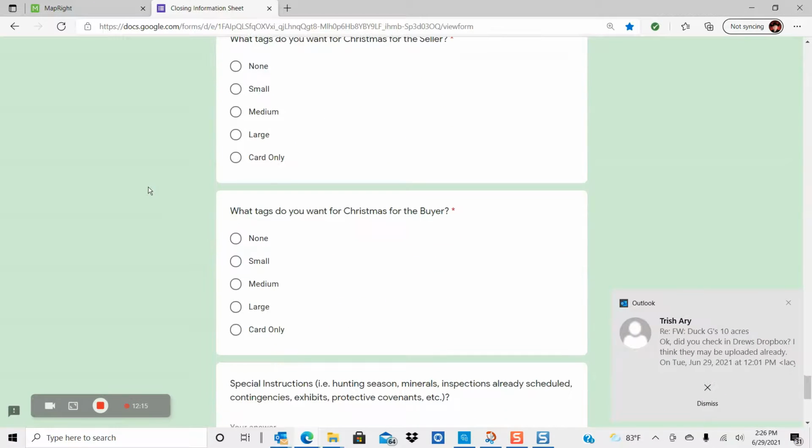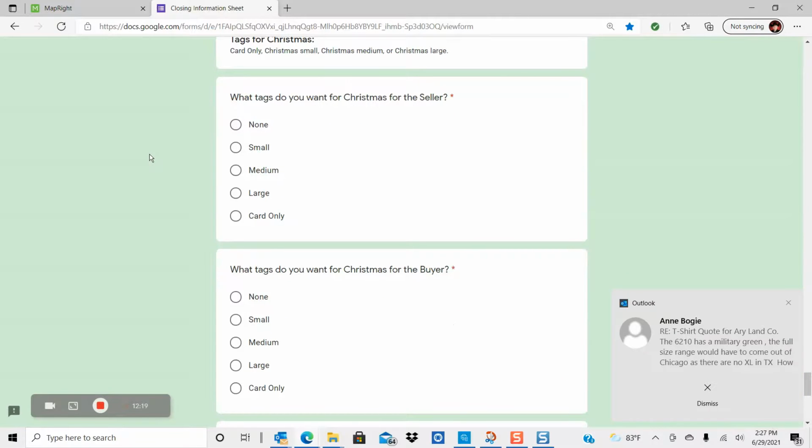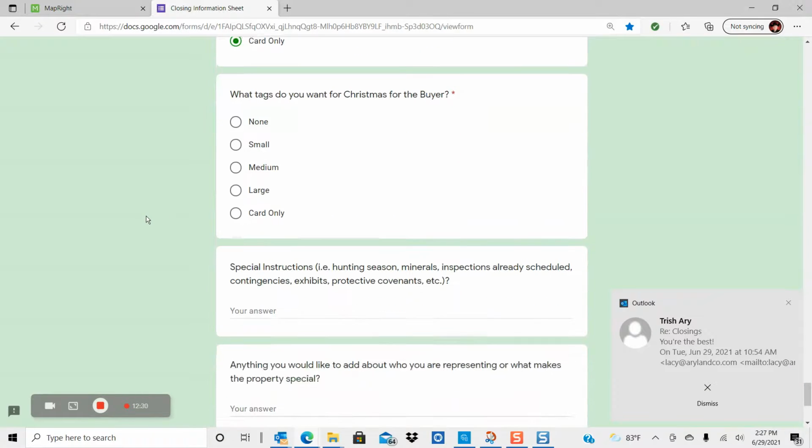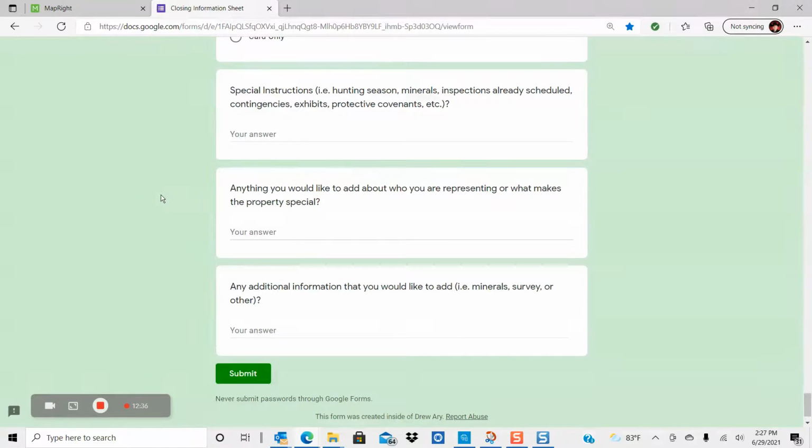And then next we're going to get to the tags for Christmas. Like, how much of a Christmas present do you want them to get? Is it small? Is it a card only? Is it a large one because this is a big transaction? And we don't represent the buyer, so we're going to say none on this one. Are there any special instructions or any kind of special information that you want them to know?